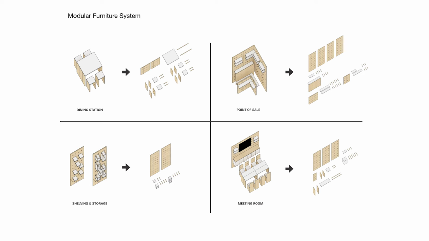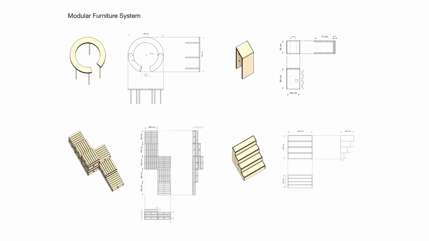Okay, so here you see that with these simple pieces, you can actually make a dining station or a point of sale or shelving and storage or even something as large as a meeting room. It's all made up with peg and boards, super, super easy. And then there are other furniture systems too that are based on the same logic and principle.